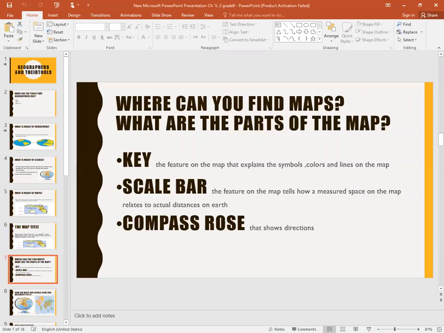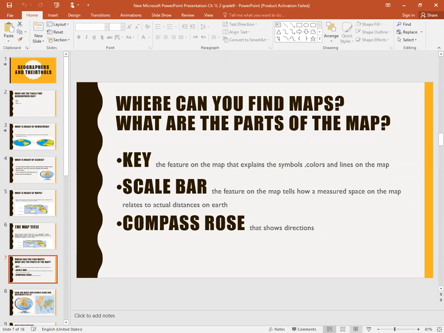The scale bar also identifies the feature on the map that tells us how to measure a space on the map. It also relates to the actual distance on Earth. Of course, on the map, I can't draw the real distance, but I can relate to it. I can say that this means 100 meters, 1000 kilometers, or whatever. So the scale bar is the feature on the map that tells us how a measured space on the map relates to the actual distance on Earth.